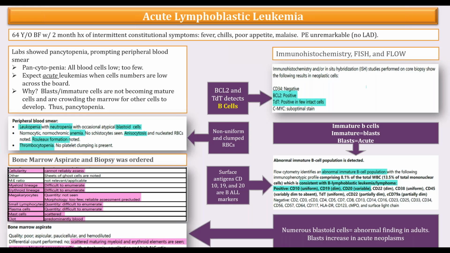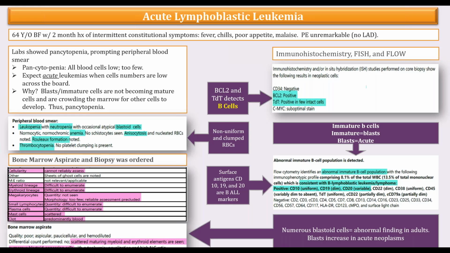And so we did have penias again, so low, too few cells in that blood smear. And when all cell levels are low across the board, we are expecting these acute leukemias. So why is that? Well, that's because blasts and immature cells are not becoming mature cells, and they're crowding the marrow for other cells to develop. So then we have this pancytopenia.